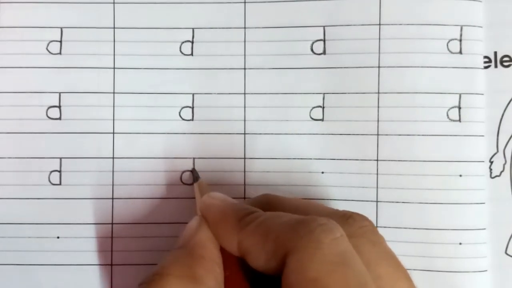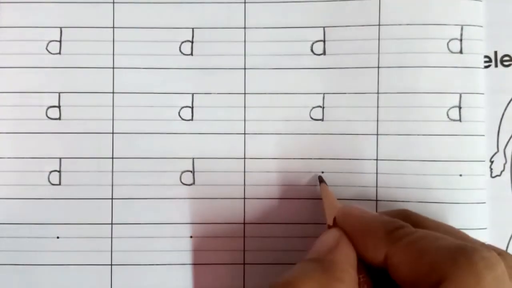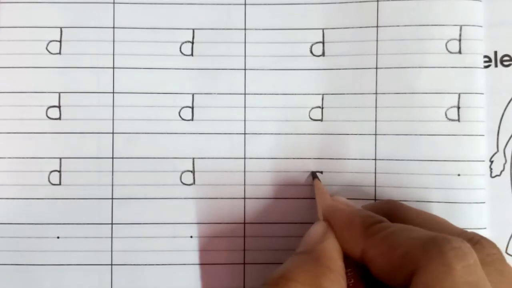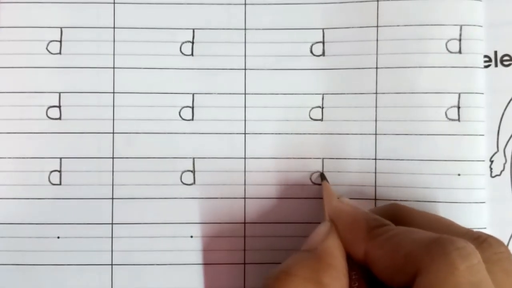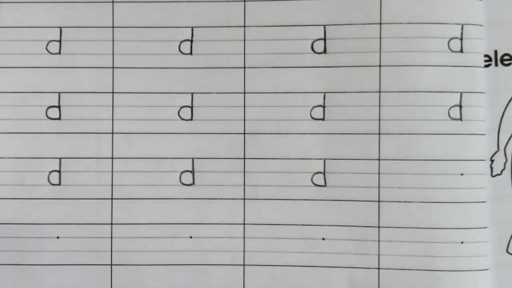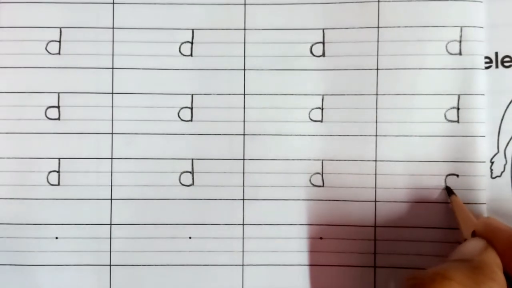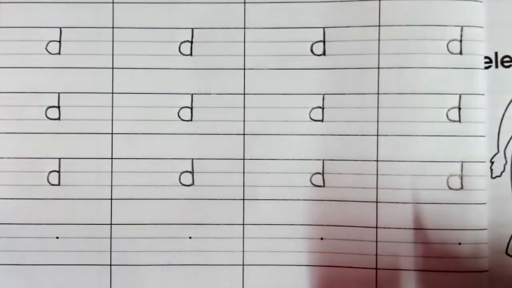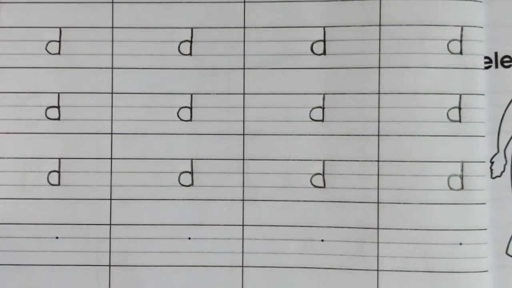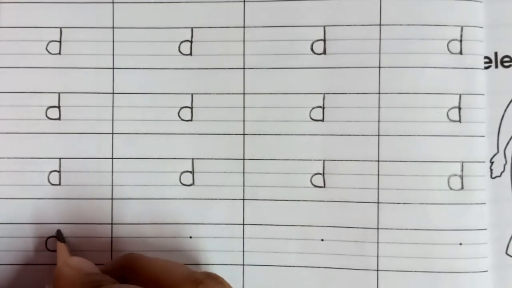Right to left, up and down, touch the ground. Again, right to left, make it look like K. Up and down, touch the ground like this. Again, make the D. D for dog, D for duckling, D for donkey, dinosaur, and D for deer. We learned today about D.